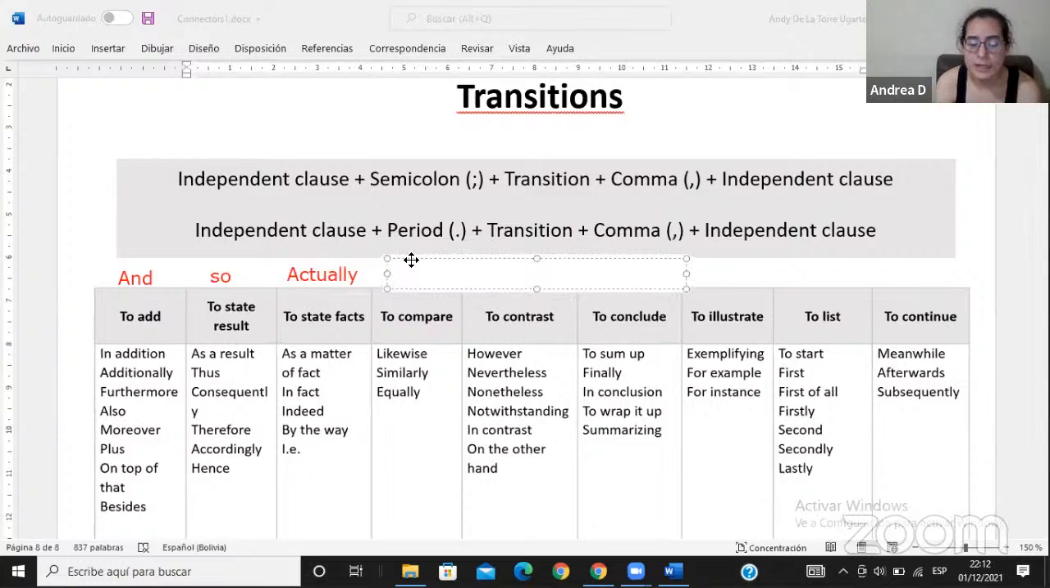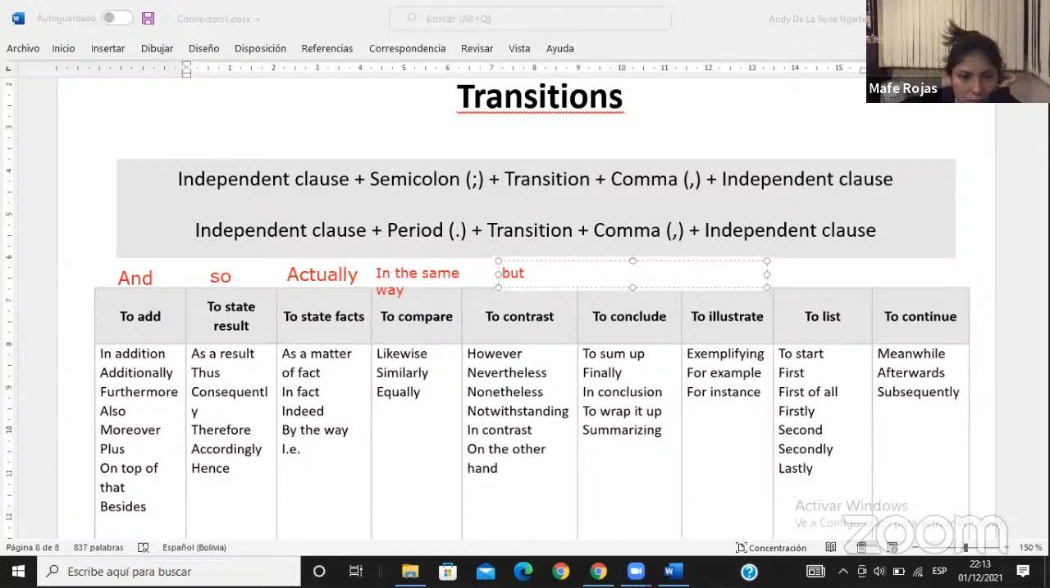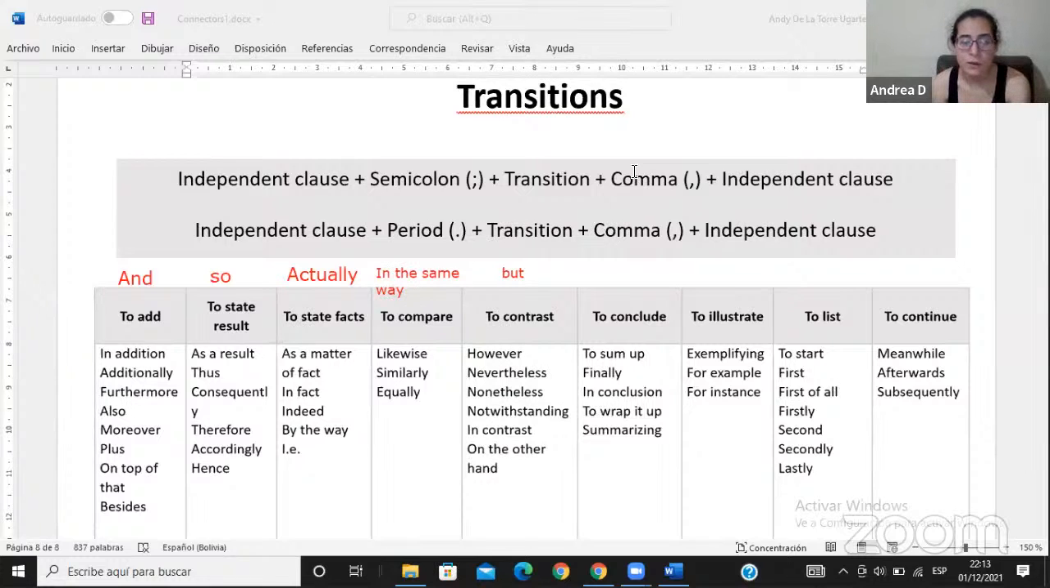To compare, that's just likewise, I would say. I don't know, maybe in the same way, you know, it's like de la misma manera. Then to contrast is but. So I like coffee, but I don't like chocolate. I like coffee, however, I don't like chocolate. Or nevertheless, nonetheless, on the other hand, the same.